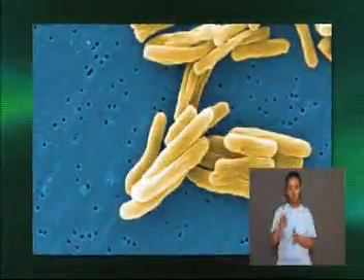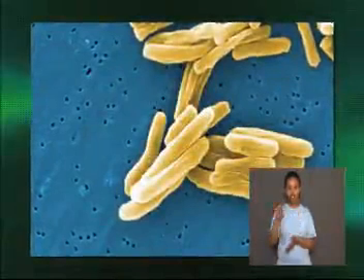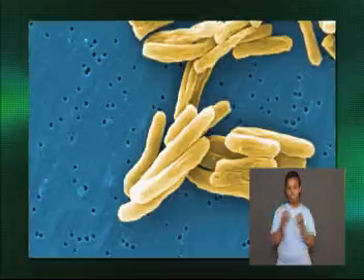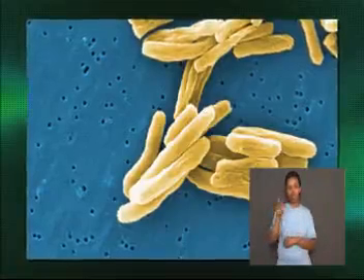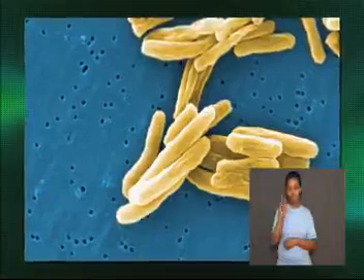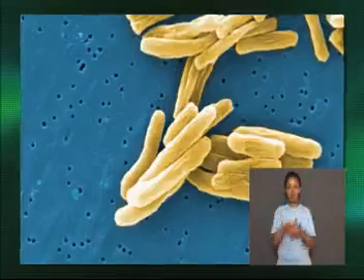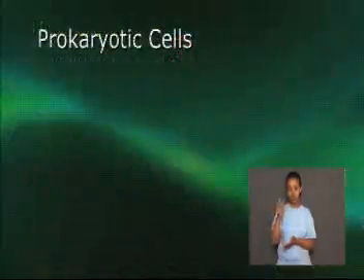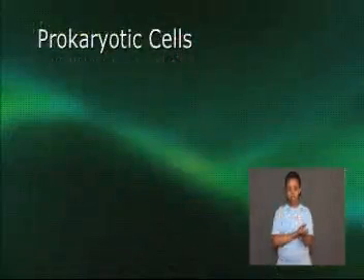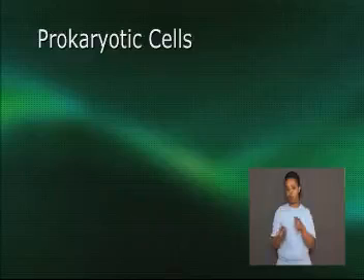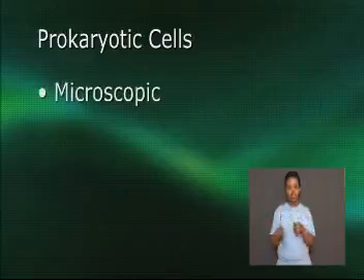The kingdom Monera includes organisms that are prokaryotic. This means that they are single-celled organisms that do not have a nucleus. Let us review a few of the characteristics of prokaryotic cells. Prokaryotic cells cannot be seen by the naked eye. They can only be seen using a microscope.